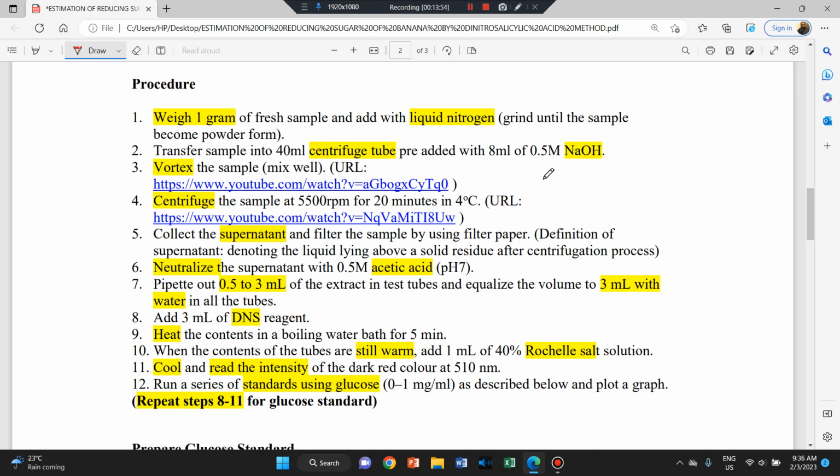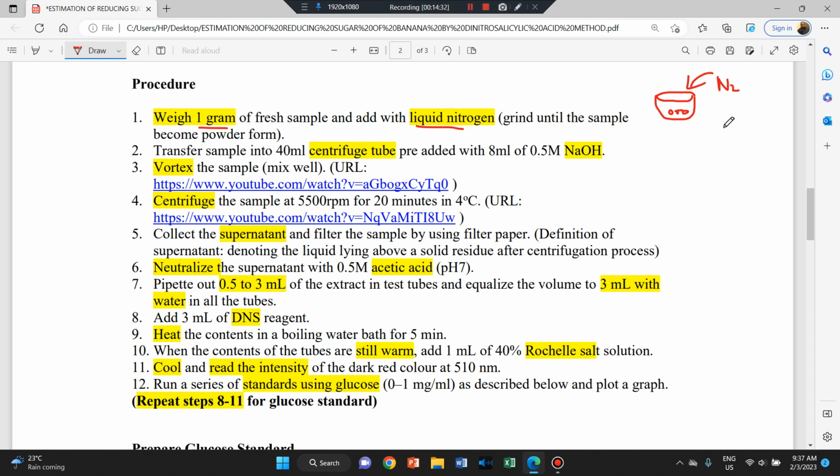So what you need to do is take the fresh banana, which we will purchase, two types. Then take 1 gram, cut it, remove the skin, only the flesh, weigh 1 gram, and then we add liquid nitrogen. Normally we use a porcelain container and the pestle and mortar. So we put the banana inside and we add liquid nitrogen.